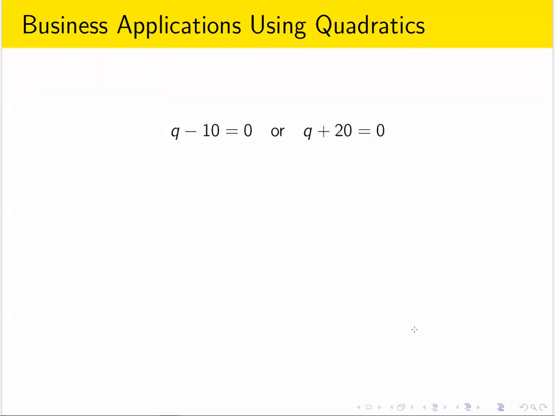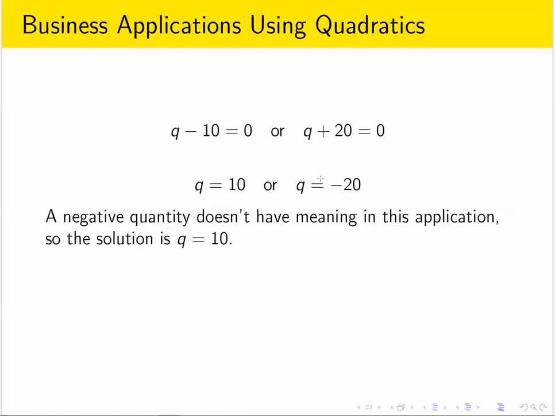So that means either q is 10 or q is negative 20. But this doesn't make sense in this context. It's a solution of the equation, but it does not correspond to a real solution of the application problem because you can't sell negative 20 units. Only the positive solution makes sense. So that's the answer here. We want to sell 10 units.